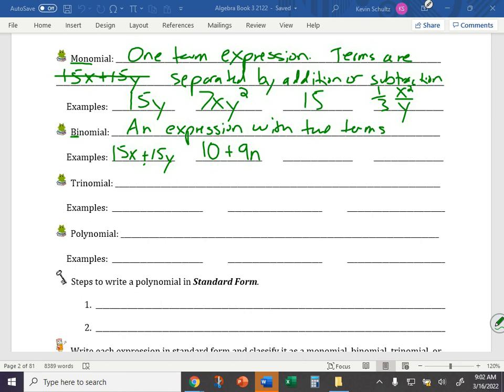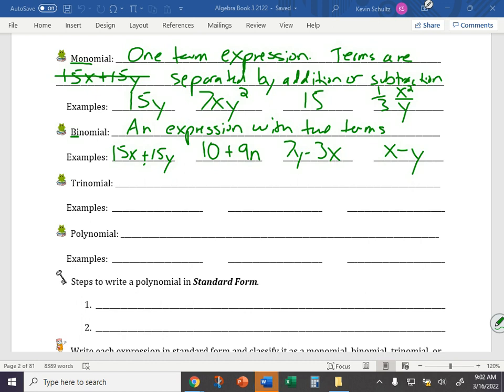Bryn? 7y minus 3x. 7y minus 3x is a binomial. Claire? X minus y. X minus y is a binomial as well. Okay.